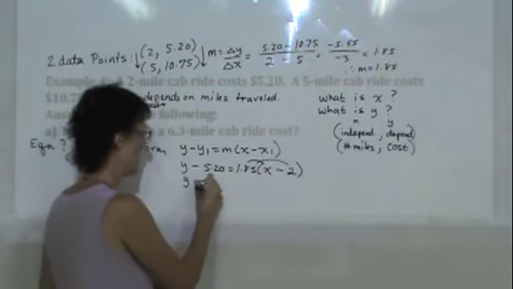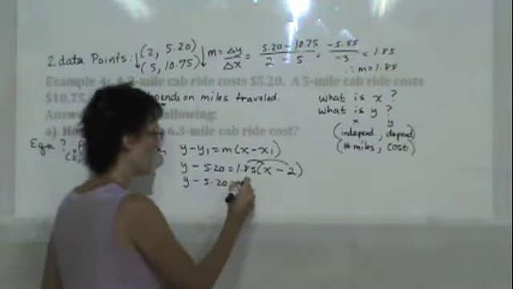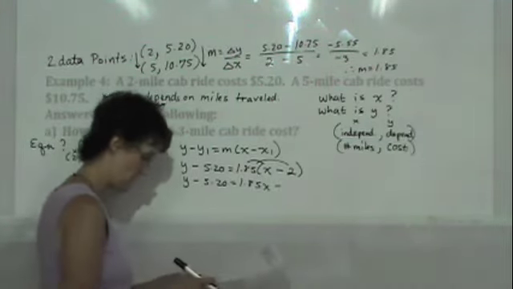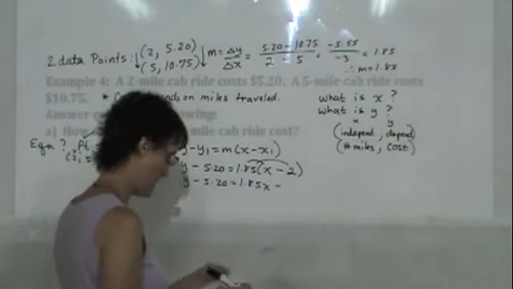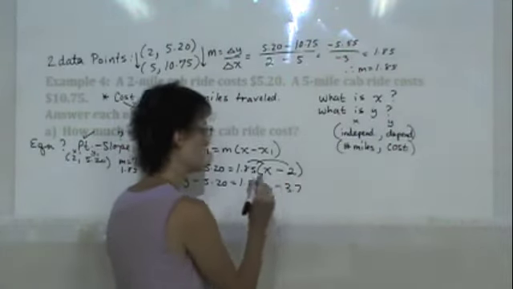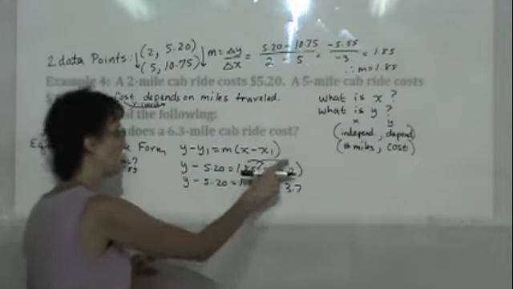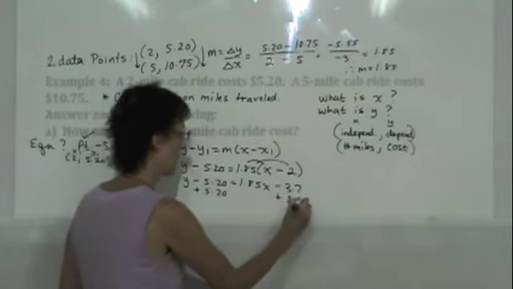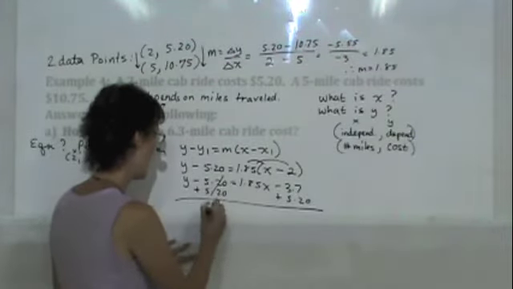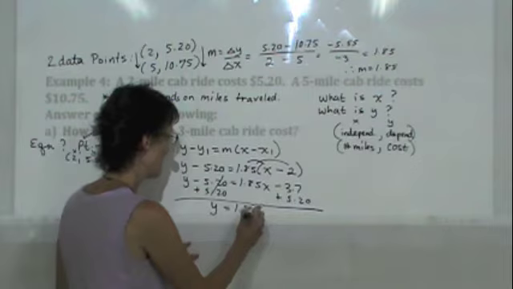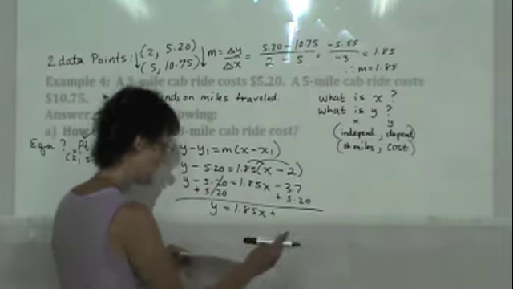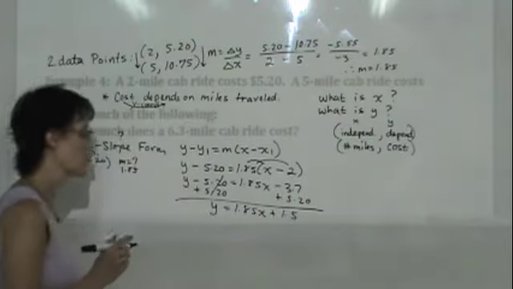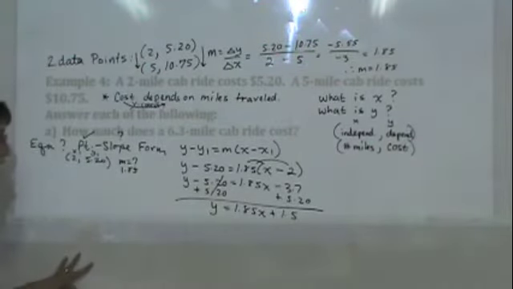Okay, so then I go ahead and I distribute. So I have y minus 5.20 equals 1.85x. Okay, and then I get minus 3.7, well, 1.85 times the negative 2. Now I'm going to add 5.20. Okay, so then I've got y is equal to 1.85x plus 1.5 there. Okay, so that is my equation of my line.